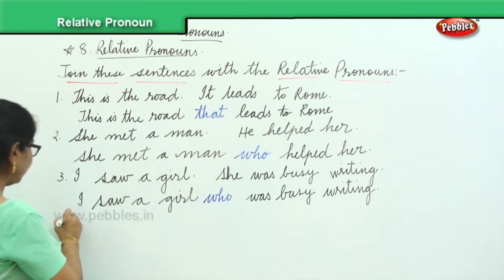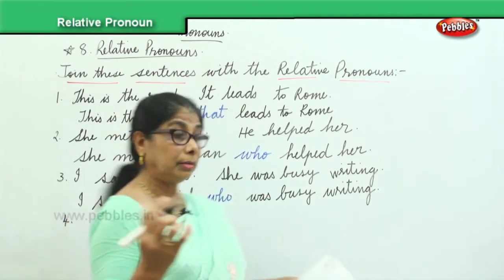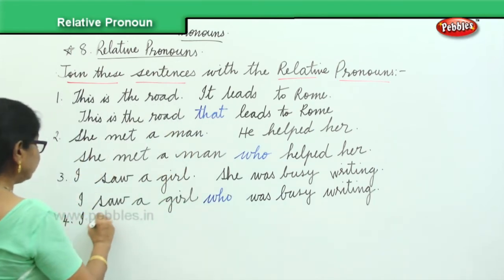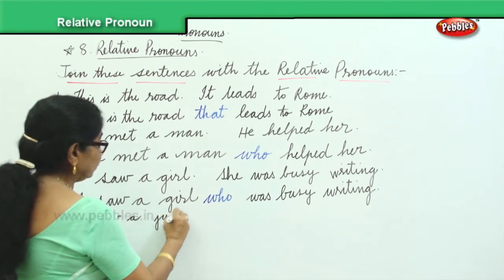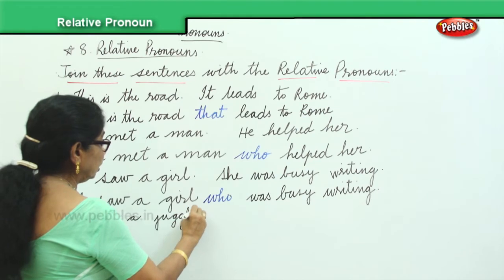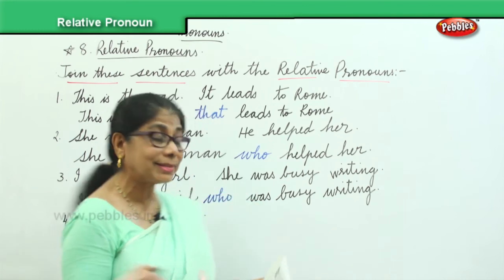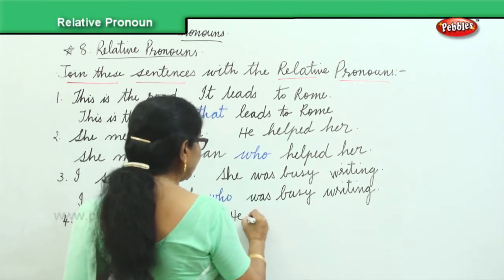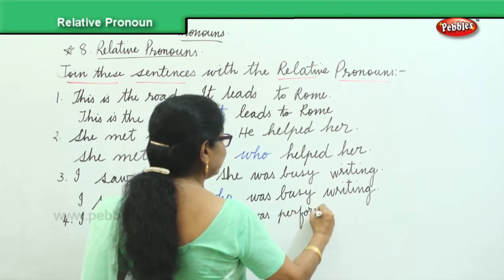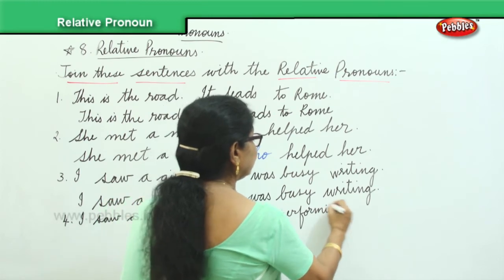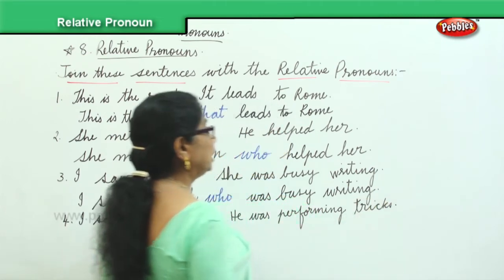Next. Another sentence. I saw a juggler. What was he doing? He was performing tricks. I saw a juggler. He was performing tricks.